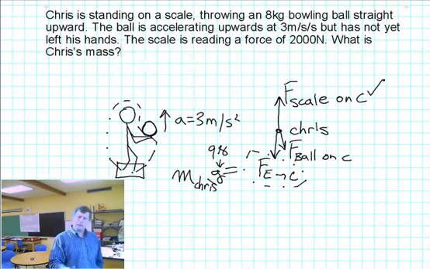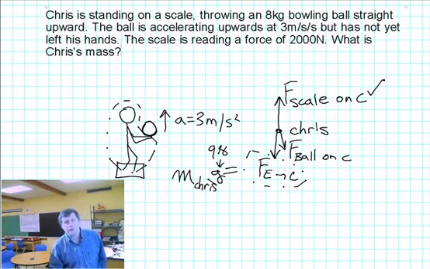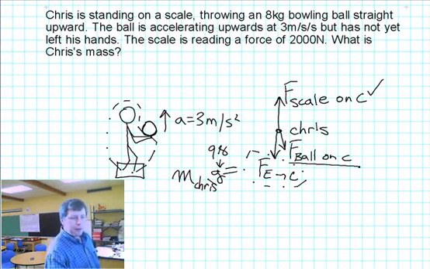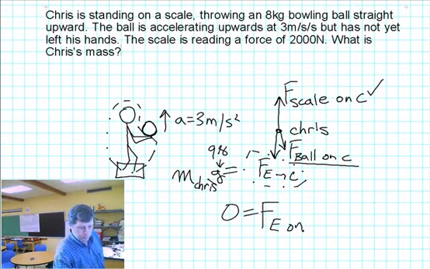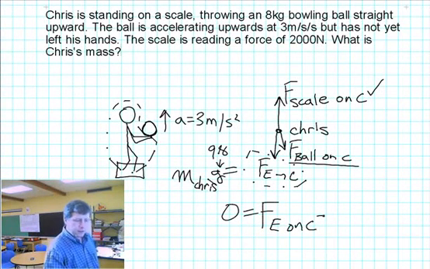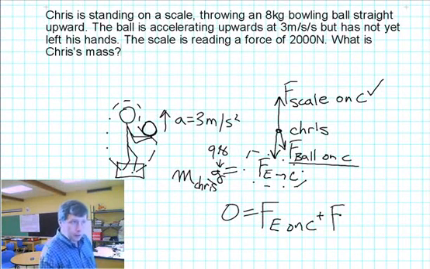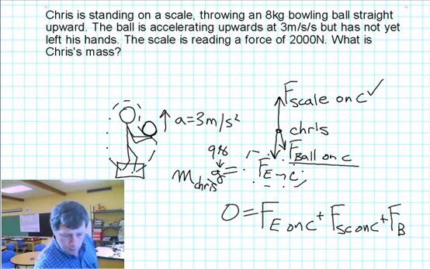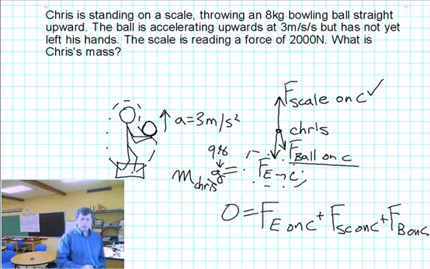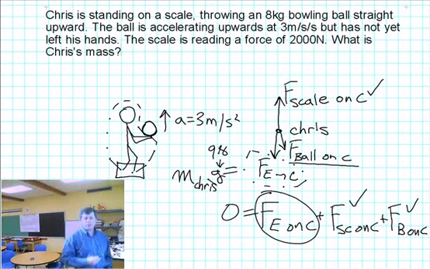So let's see, do we know the net force on Chris? Of course we do. He's not accelerating anywhere. So once we find the force of the ball on Chris, here's a statement for the net force on Chris. We know this one, and once we know this one, we can solve for this and get Chris's mass. So the question becomes, what is the force of the ball on Chris?